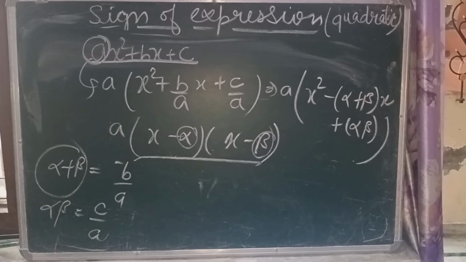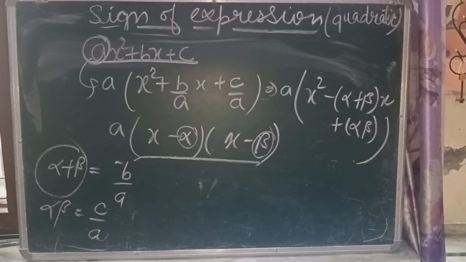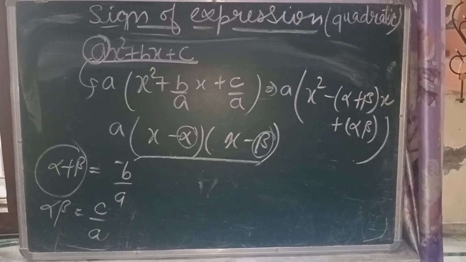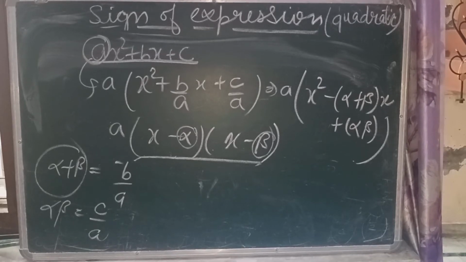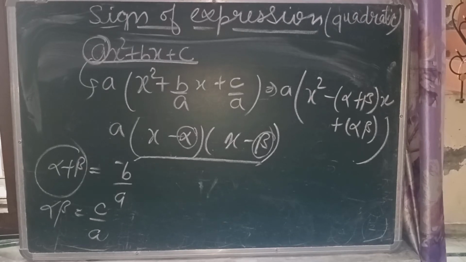Once again, if an expression is given in the form ax square plus bx plus c, and alpha and beta are the roots of the given function, then you can take a common outside and write the expression in the form a into x minus alpha into x minus beta. This is another way to write the same quadratic function.